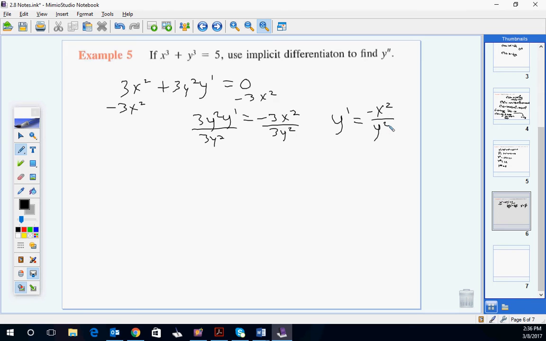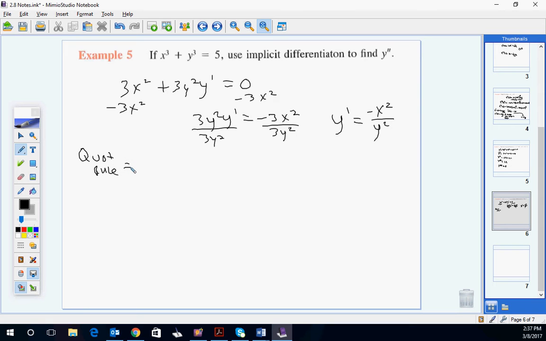Now, what don't we like about this? Yeah, we have to use an implicit with quotient. Well, we have a quotient rule. So we have to do low d high minus high d low all over. Yeah, so low d high. So we're doing quotient rule here. But remember, you're doing it with implicit. So anytime you take a derivative of something with a y, you have to put a y prime on it.